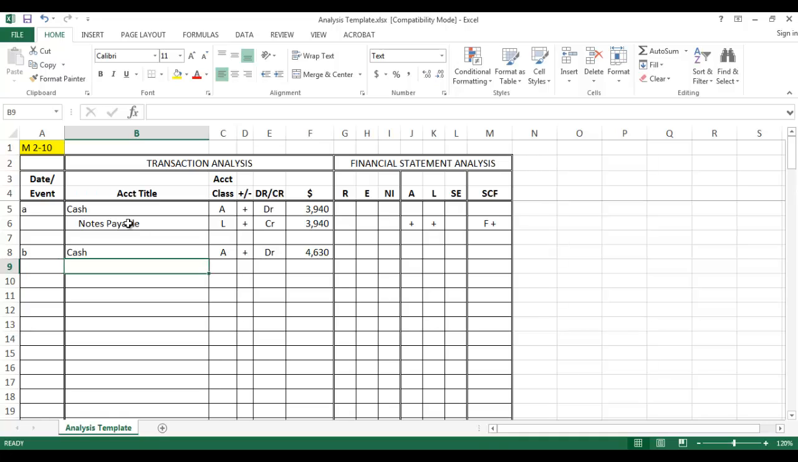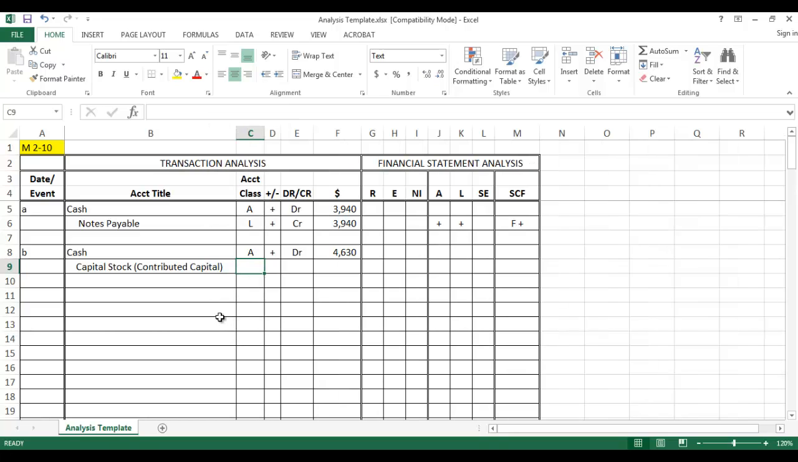Now what are we crediting? Well, we've issued new stock to investors in exchange for this cash. So we're going to call that capital stock. Sometimes we'll see that as contributed capital. Either one's fine as long as we are sure we understand what that means. Capital stock or contributed capital is a stockholder's equity account. Again, that's increased here, but equity accounts are increased with credits.